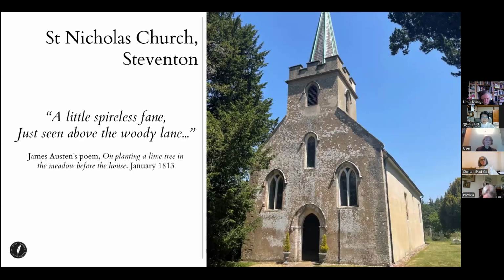St. Nicholas's Church, where Jane's father was rector, still stands today. Here it is. Jane's brother described it as a little spireless fane just seen above the woody lane. This fane, or church, is a place Jane knew very well indeed. And today it's little changed, except as you see now, it has a spire.